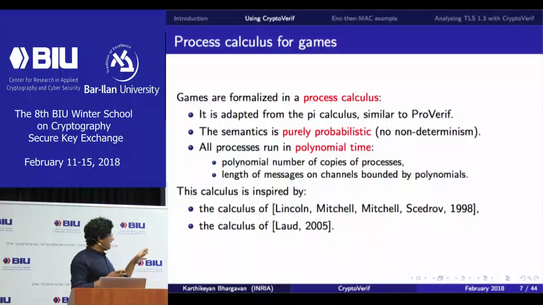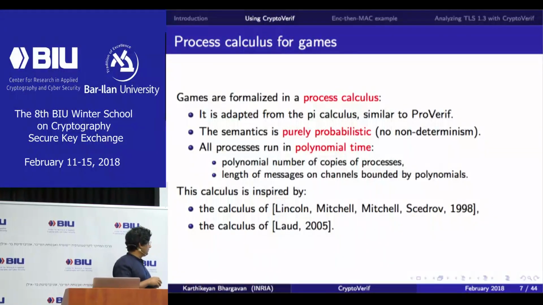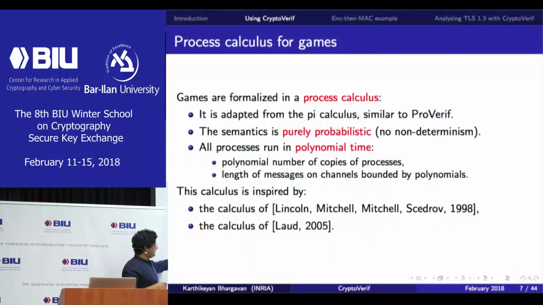So the difference from ProVerif, just to clarify, is that the semantics is going to be probabilistic, not the process-based non-deterministic syntax that I showed you before. The processes are all required to run in polynomial time. The number of copies we make, earlier we would just write an exclamation mark to say any number of copies. We can't do that anymore. We have to say they can only make n copies. You have to say what the n is for each number of copies, typically, and they have to be polynomial in the security parameter as well.